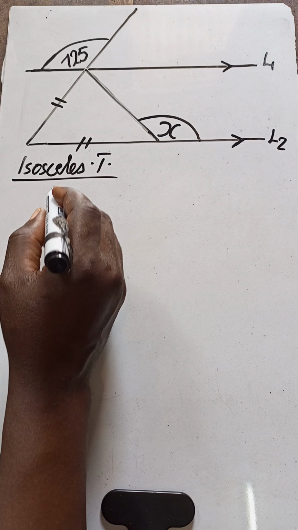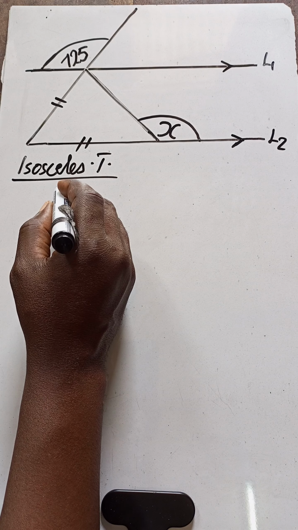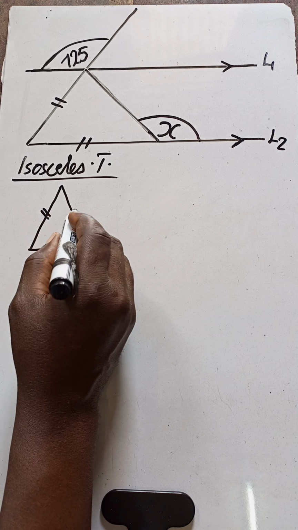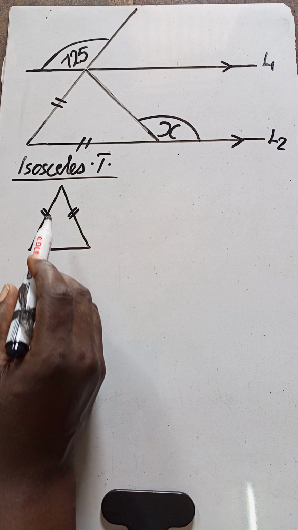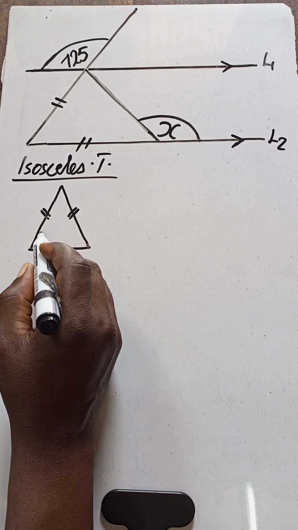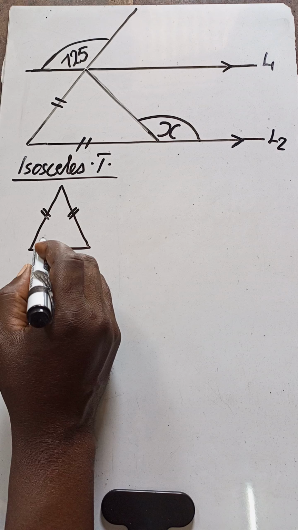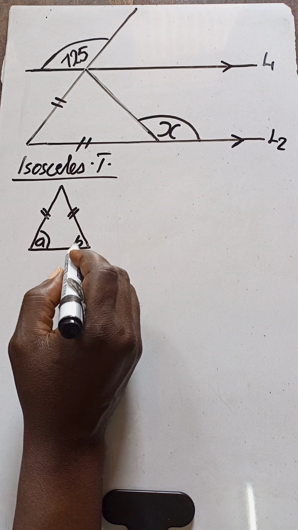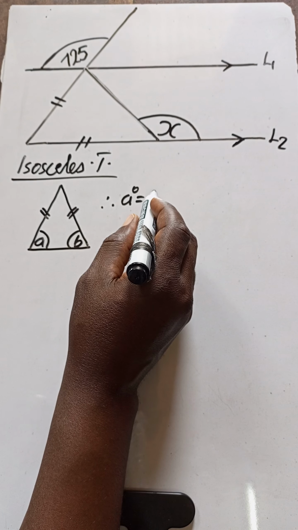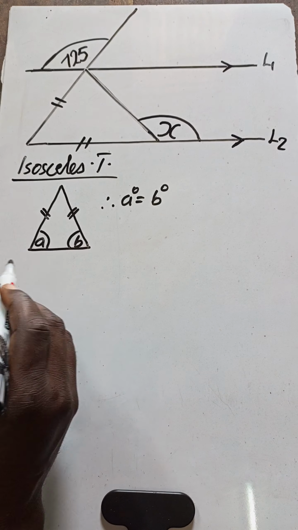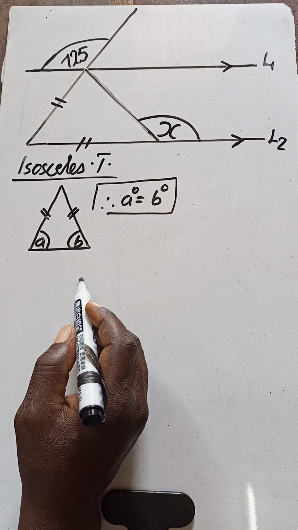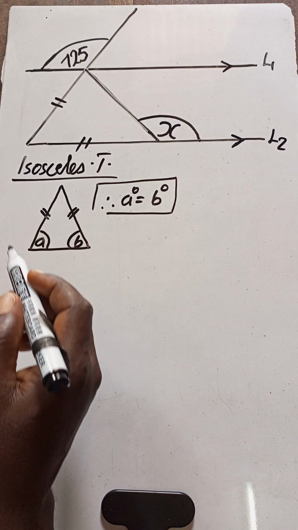With an isosceles triangle, two sides are equal, and so we indicate with these symbols. It means that this side is equal to this side, and so the base angles are equal. If we call this angle A and call this angle B, then angle A is equal to angle B. That is a property of isosceles triangles that we need to remember. We are going to need it in this question.